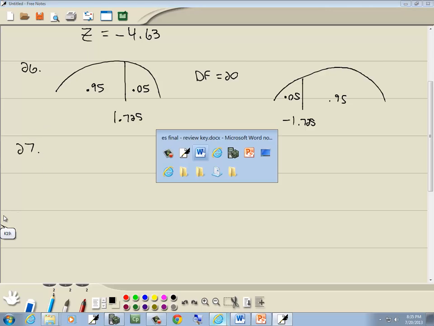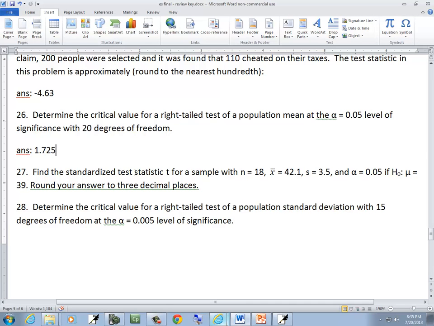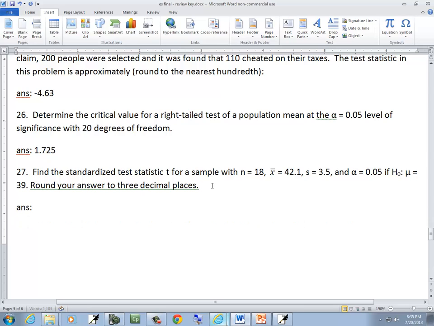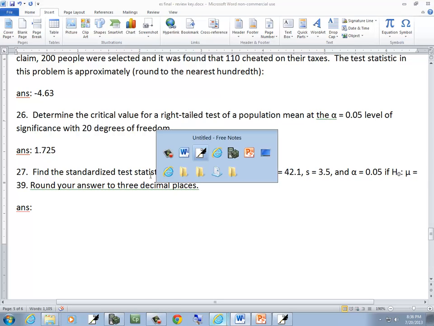Okay, 27. Find the standardized test statistic, t, for a sample. We're going to use a t-test for this. Test statistic, you can use your calculator to find it for the proportion and the mean. And so let's write down what we got.